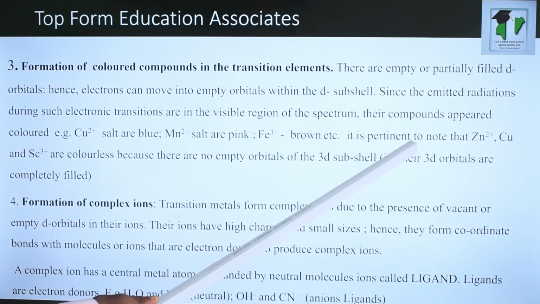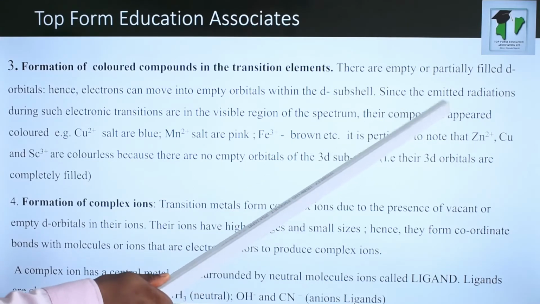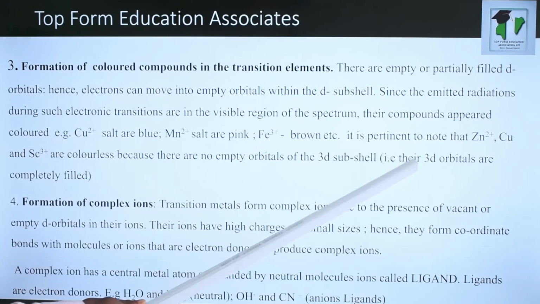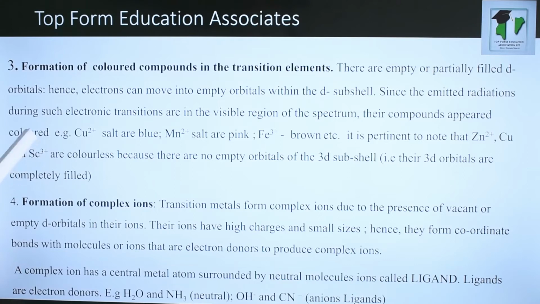It is pertinent to note that zinc 2+, copper, and scandium 3+ are colorless because there are no empty orbitals of the 3d subshell. That is, their 3d orbitals are completely filled. Yes, when a transition metal has completely filled 3d orbitals, there will be no color change. But if it has partially filled 3d orbitals, there will be a color change.